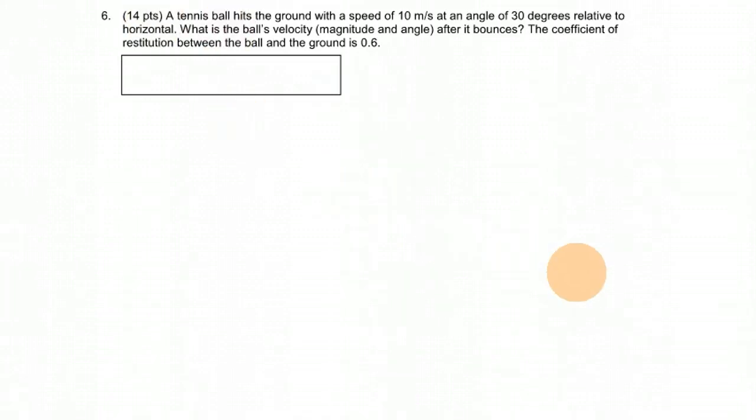Okay, number 6 has a tennis ball hitting the ground. Given the speed and direction, we want to find its speed and direction after it bounces. The coefficient of restitution is given, so it's not perfectly elastic. We have some energy loss. Don't assume that this is like a homework problem.